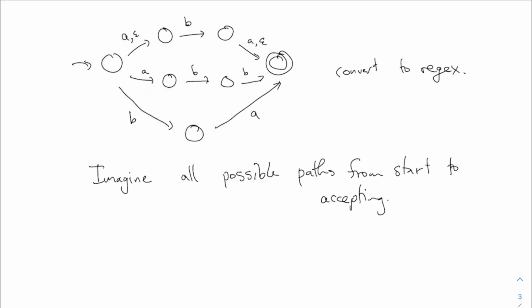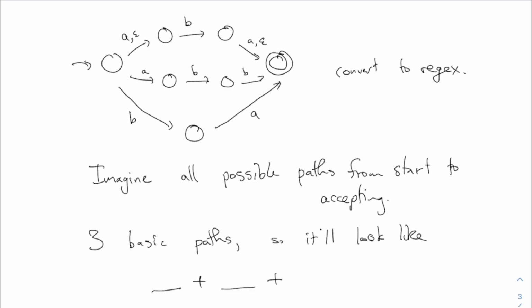So the structure here is there are three basic paths. So it'll look like something plus something plus something. In this particular example, there are three basic ways you can get from the start to the accepting state. And we're just going to use the plus to combine them together, because the plus is what you do for parallel paths through the diagram.